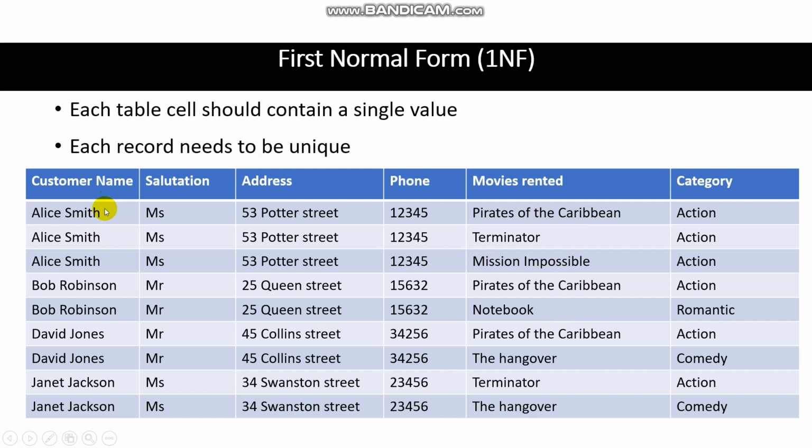If you see that, in this case, the customer name and the movies rented, both of these columns together make each of these rows unique. Now we move on. As you can see, Alice Smith has rented out 3 of the movies, and the combination of Alice Smith and the movie name makes a row unique.